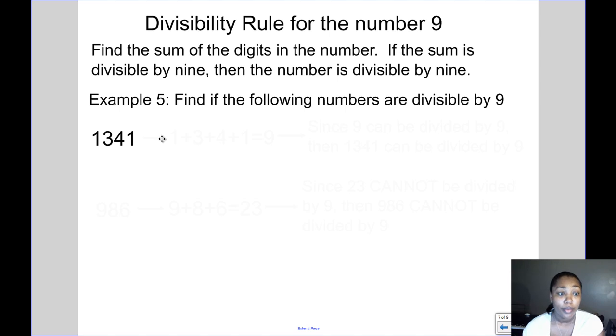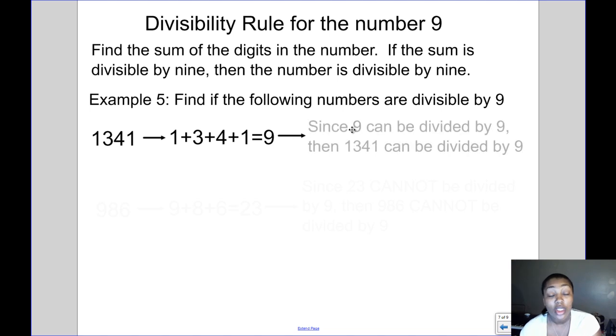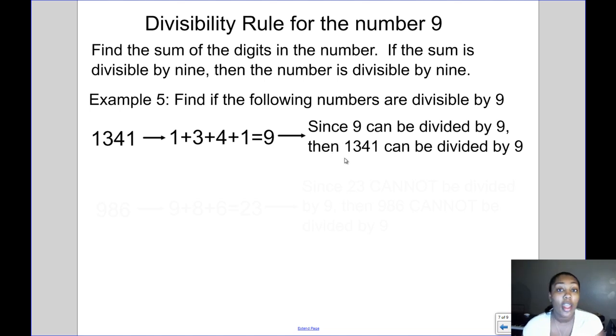So we're going to look at 1,341. Again, we want to know, is it divisible by 9? So the first thing we'll do is we'll add all the digits together. So we'll add 1 plus 3 plus 4 plus 1. When we add them together, that gives us 9. So then the question is, well, is 9 divisible by 9? And the answer is yes. So because 9 can be divided by 9, then 1,341 can be divided by 9.